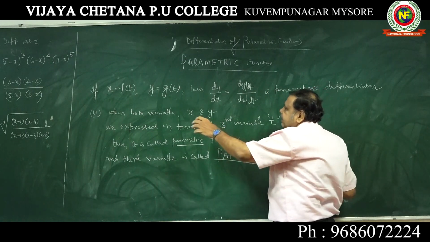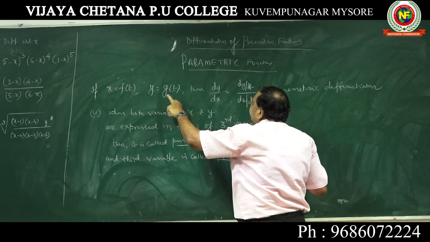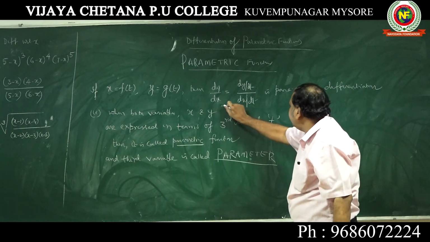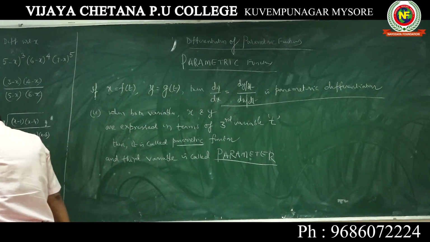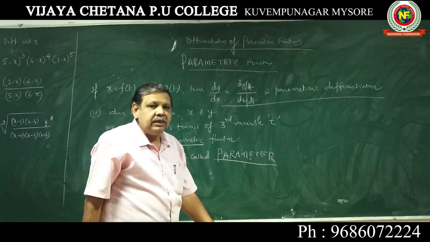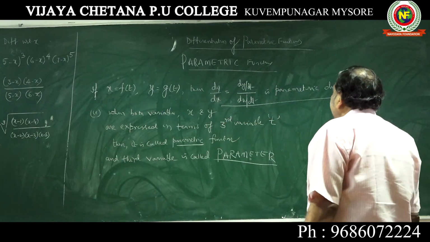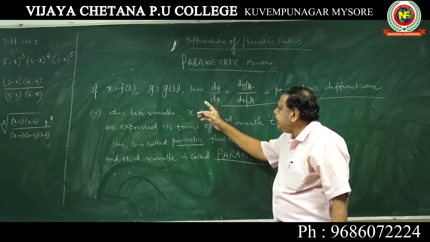And differentiation is differentiating with respect to t: dx by dt, dy by dt, then dy by dx will be dy by dt by dx by dt. The method of differentiating this is called parametric differentiation. Very important: both the functions x and y are expressed in terms of a third variable t, that is called a parametric function, and differentiation of such functions is called parametric differentiation.